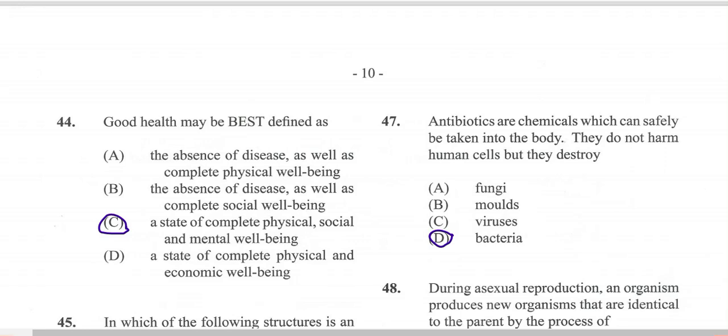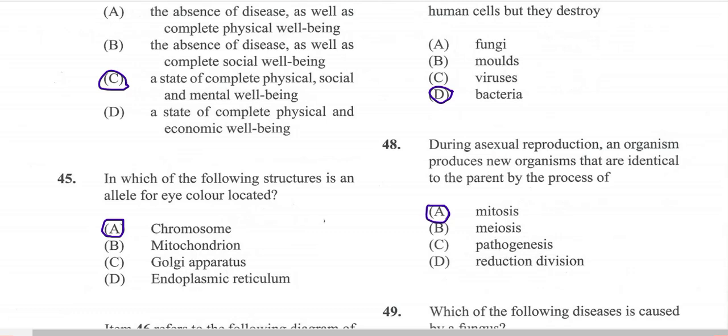A state of complete physical, social, and mental well-being. Those words are keywords: physical, social, and mental. So your body parts are intact, your head space is alright, and you have enough friends. You're a happy person, so to speak. So 44C is the answer. For 45, in which of the following structures is an athlete?